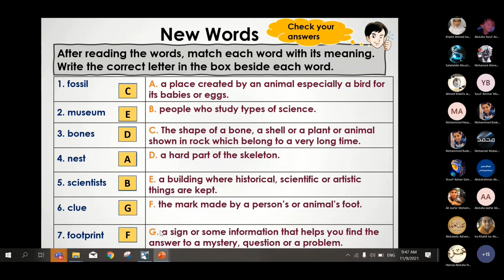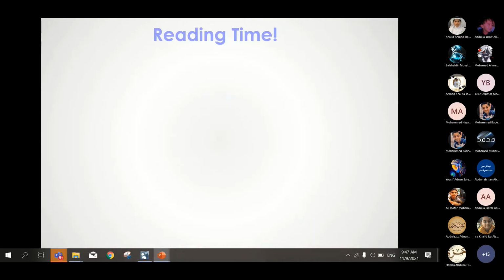Well, the meaning of footprint is the mark made by a person's or animal's foot. If you are walking in the garden and the ground is wet, you will leave footprints after you. Again, if you are walking in the playground and the ground is wet, you will leave some footprints behind you. Good. Thank you all my dear students.